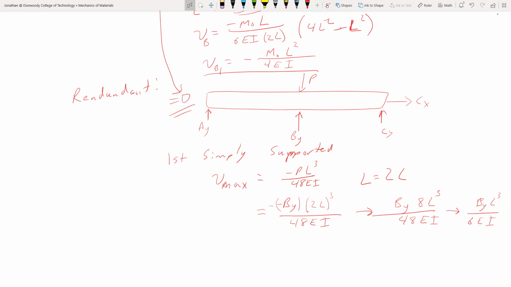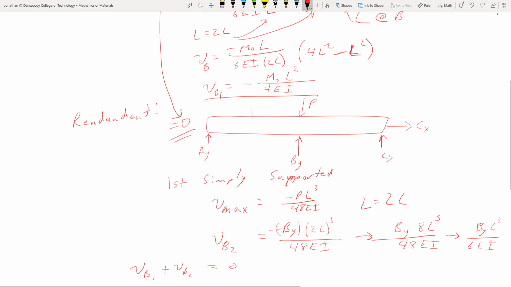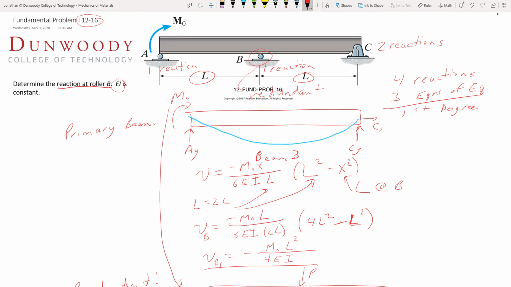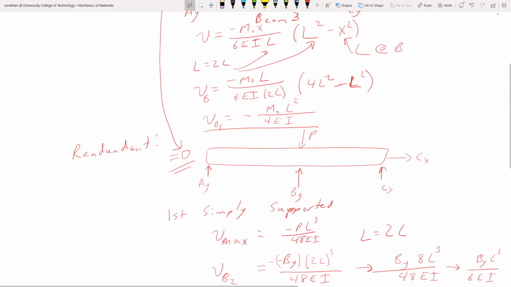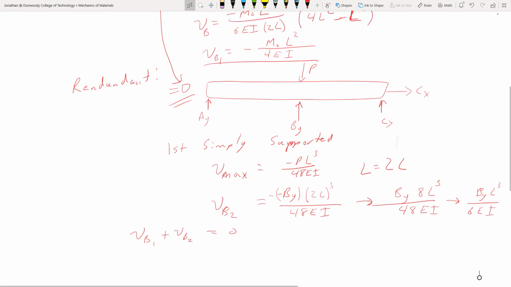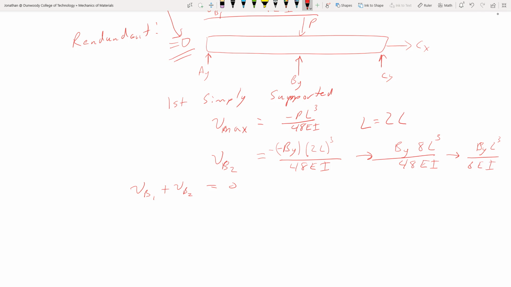Now what do we know about these deflections? So that's going to be VB2. We know that VB1 plus VB2 has to be 0, right? So we go back to our original beam. We have a pin here, so we need to have our total deflection be 0 at that point. So I'm going to set those equal to 0 here. So I have one positive. This guy was negative. So I'm going to be solving for BY in terms of M0, L, EI, etc.